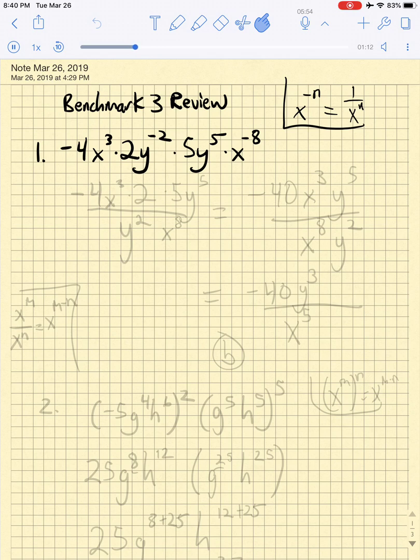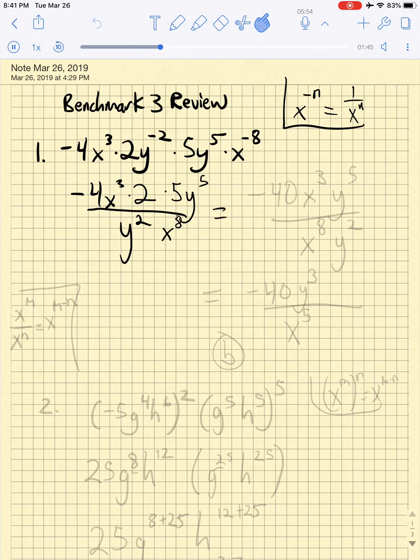We have negative 4x to the third will stay up in the numerator. We're going to keep the 2 from the second term, but we're going to say y to the second in the denominator. So we brought part of that term, second term, into the denominator. The 5y can stay in the numerator, 5y to the fifth, but this is x to the negative eighth. We're going to bring it downstairs as x to the positive 8, okay?